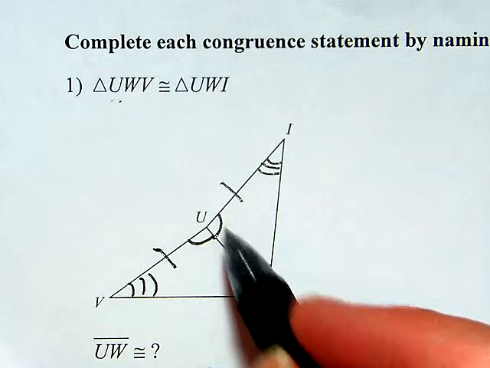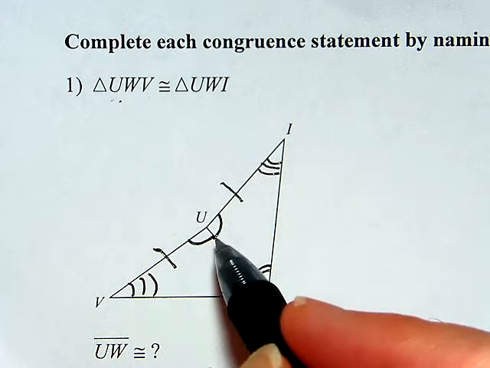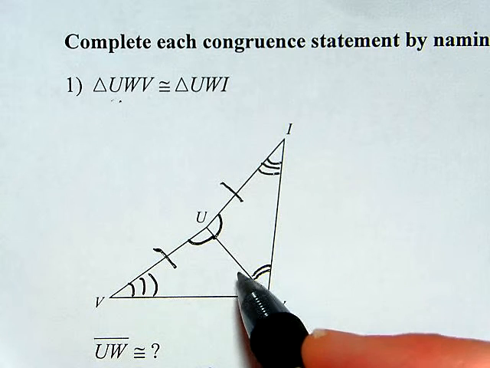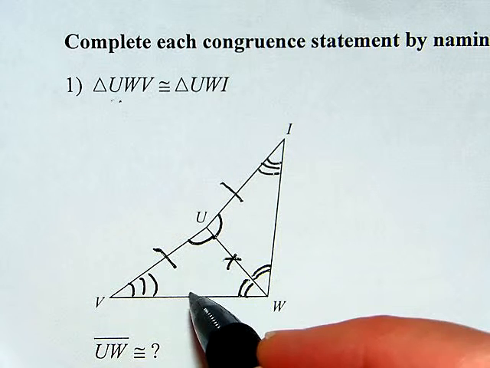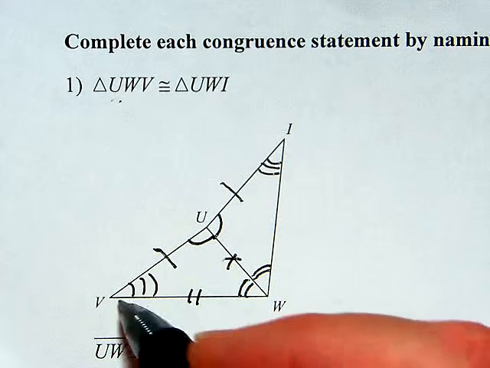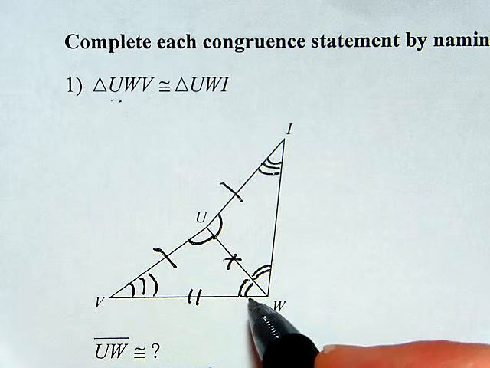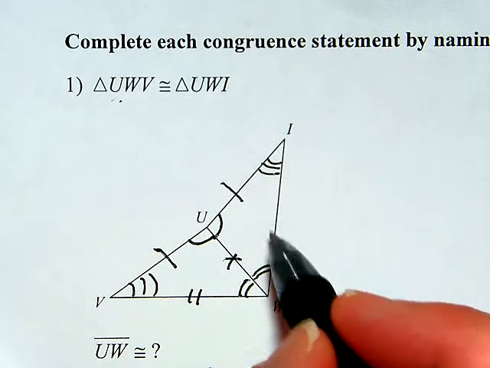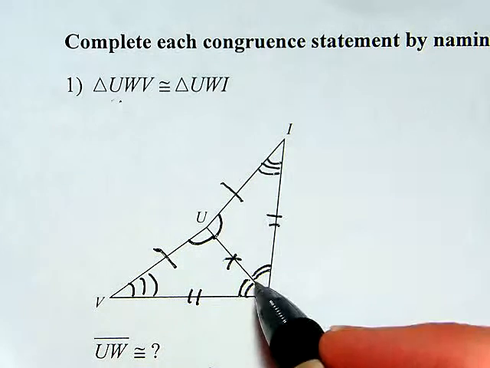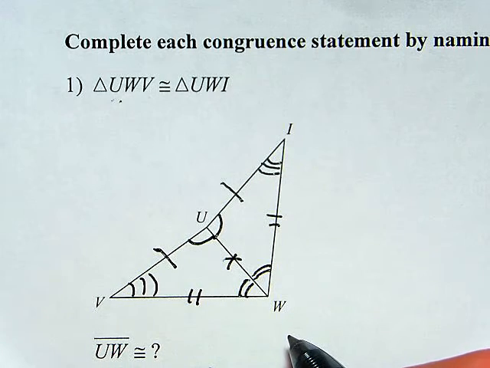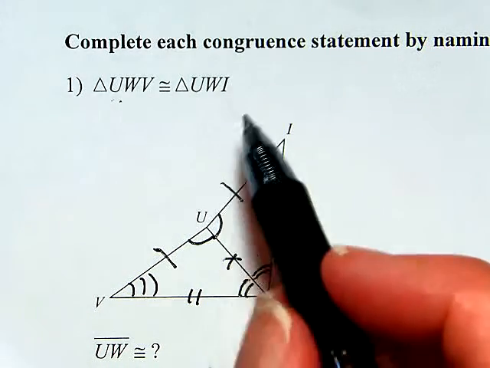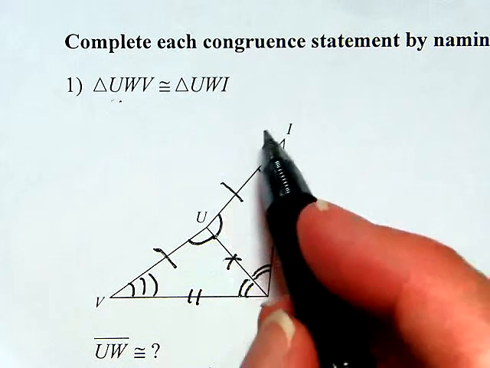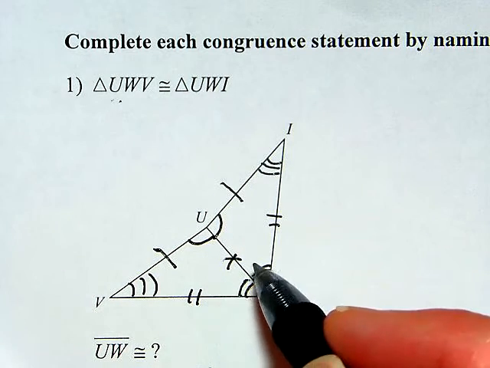Similarly, UW would obviously correspond to itself because it lies between the 1 and the 2 marked angles in both triangles, and this side, VW, which lies between the 2 and the 3 marks, would correspond to WI, which is the side that also lies between the 2 and the 3 marked angles here. So by knowing the corresponding angles, you can also figure out what would be the corresponding sides.